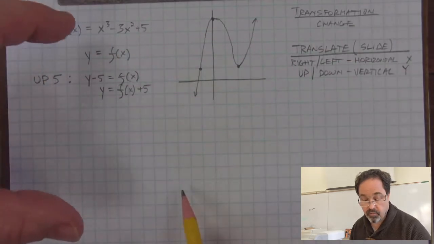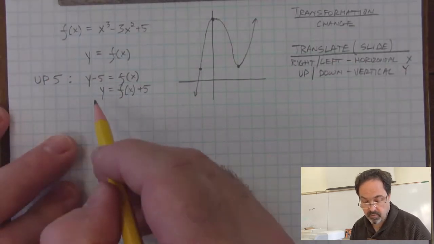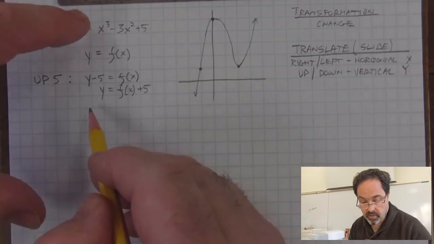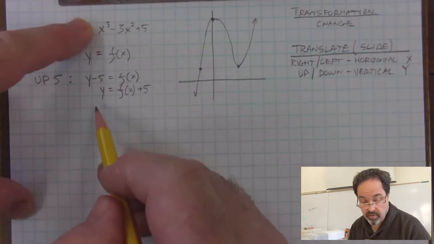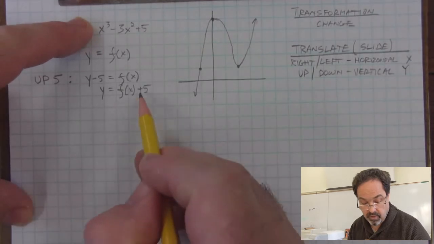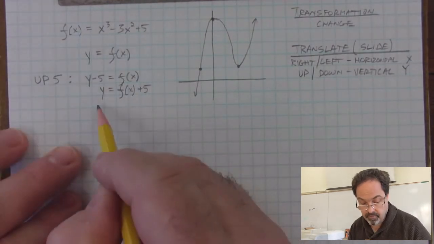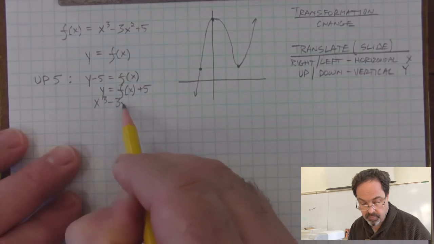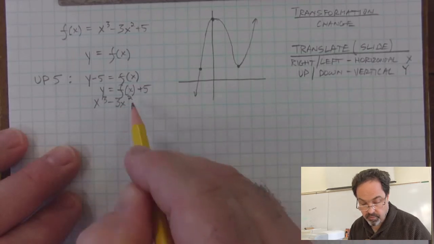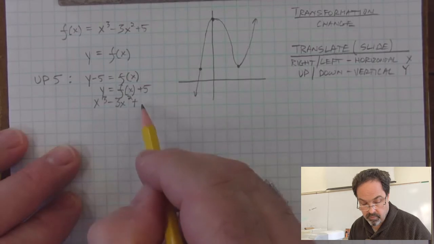If we were working with this equation, then the equation would become x cubed minus 3x squared plus 5, and then we would add 5 again to get the equation x cubed minus 3x squared plus 10.